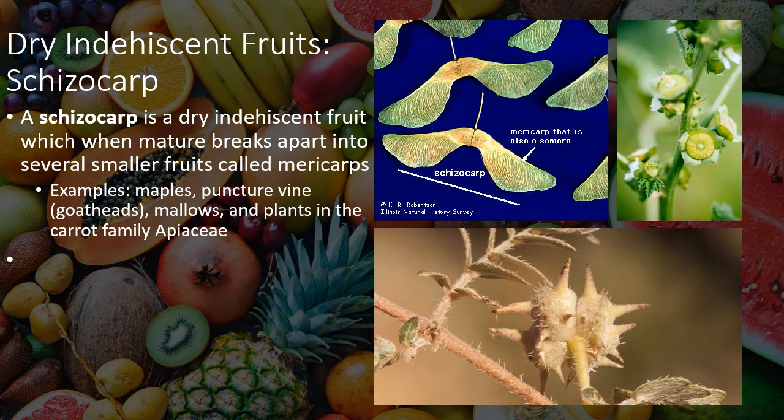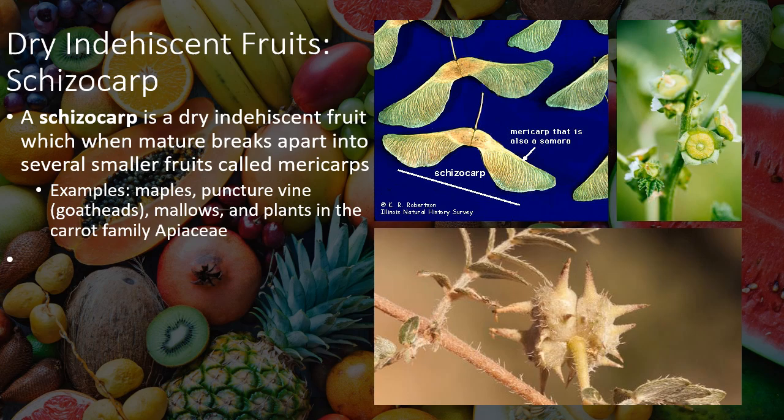I think this is our last slide. A schizocarp is any dry indehiscent fruit where the mature fruit breaks apart into several smaller fruits called mericarps. An important distinction to make: you might think that because they're breaking apart they'd really be dehiscent, but dehiscent fruits split open, not apart. When a schizocarp breaks apart, it's not splitting open to release its seeds. The seeds are still firmly contained within the fruit.